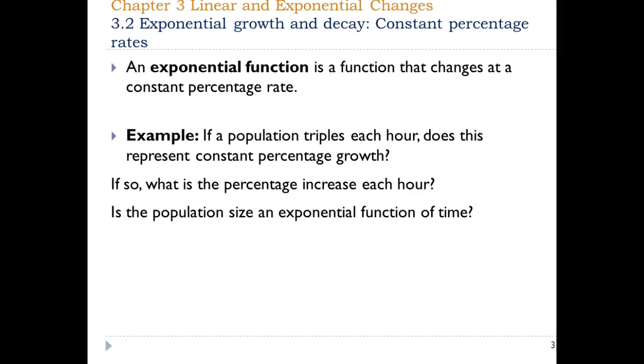For example, if a population triples each hour, does this represent constant percentage growth? If so, what is the percentage increase each hour? Is the population size an exponential function of time?